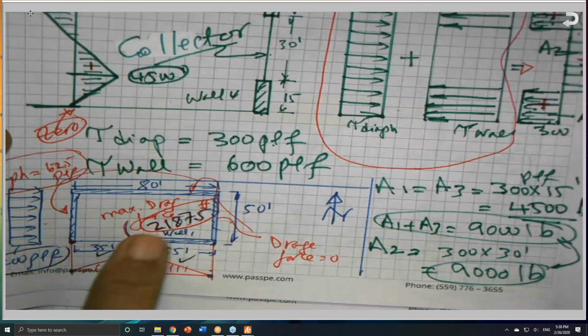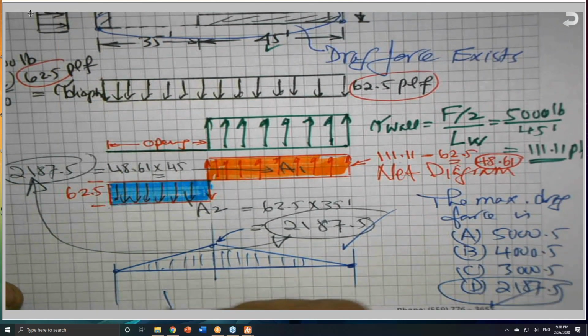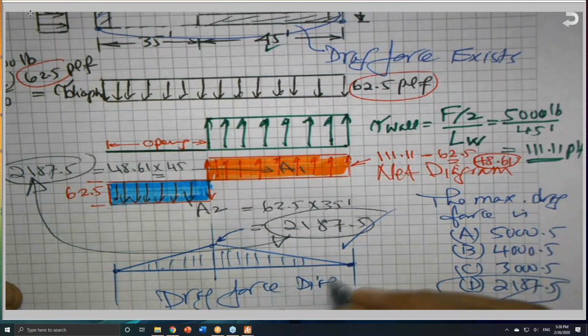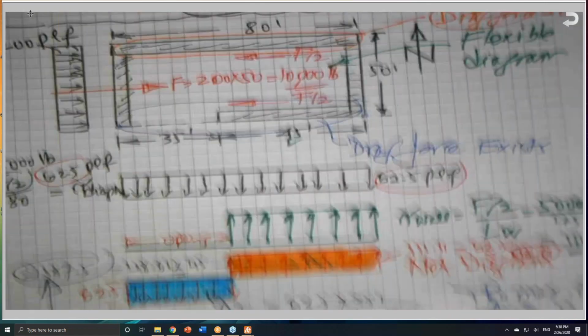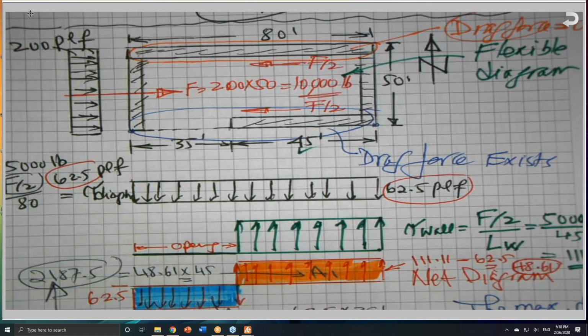2187.5. I gave you the answer last time. I told you to verify this for me, and here it is. This is called the drag force diagram. Obviously, time is the biggest enemy for us during the exam. But basically, you don't have to do all this; we do it here because we need to understand the concept. And after understanding the concept, you can use any approach or any method.